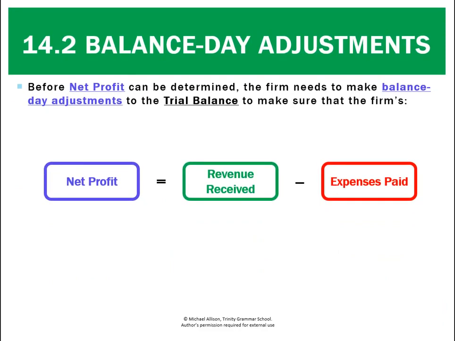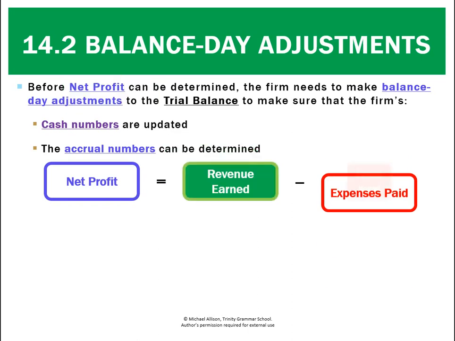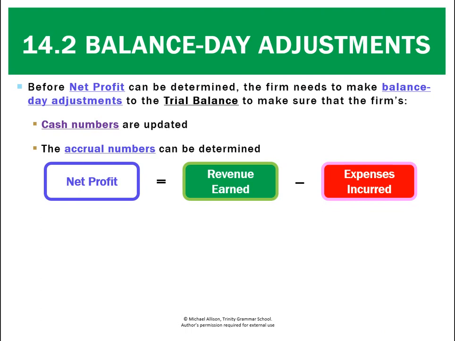Before we can actually calculate an accurate net profit, we need to make some balance day adjustments to the trial balance. And what we're doing is making sure that net profit does not equal revenue received less expenses paid. We're trying to make sure that the cash numbers are updated and that we have the accrual numbers. So we're trying to get revenue received to be revenue earned, and we're trying to get expenses paid to be expenses incurred.